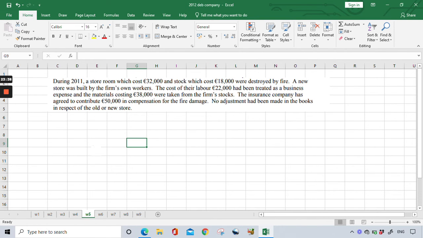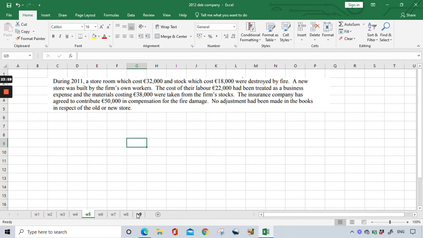Working number 5. During 2011, a storeroom burnt, which cost 32 in stock, cost 18 were destroyed by fire. A new store was built by the workers. The cost of their labour was treated as a business expense, and materials were taken from the firm's stocks. The insurance companies agreed to contribute 50 grand in compensation.